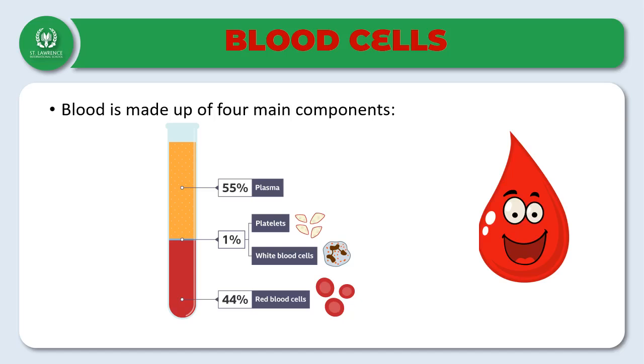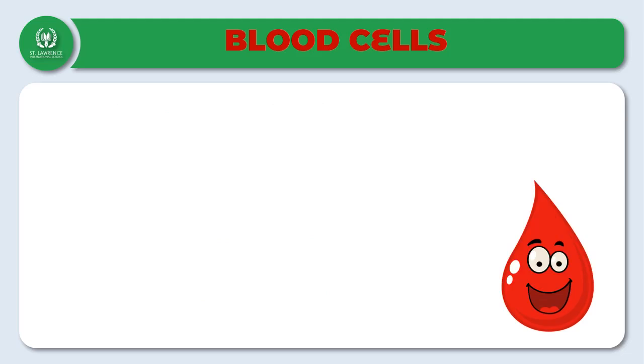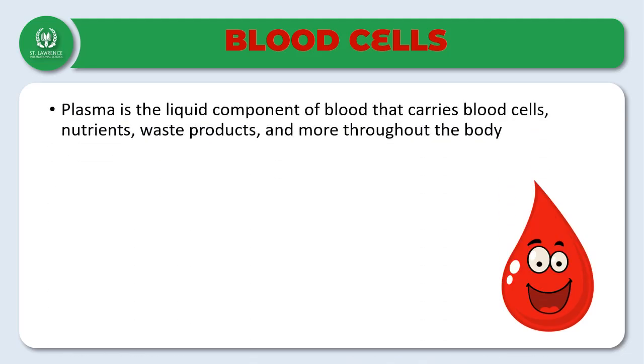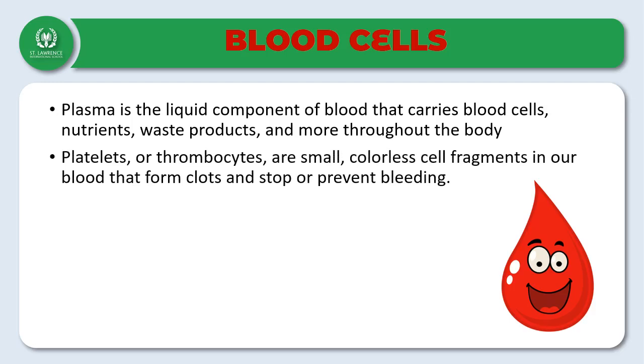So now what is plasma? Plasma is the liquid part of the blood that carries nutrients, hormones and waste products. It also contains proteins that help in clotting and fighting diseases. So this is about plasma. So children, we learnt about plasma as a liquid component of blood that carries blood cells, nutrients, waste products and more throughout the body. Now let us learn more about platelets.